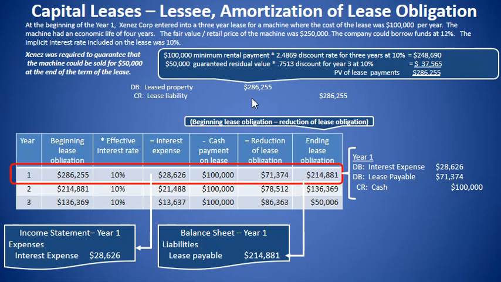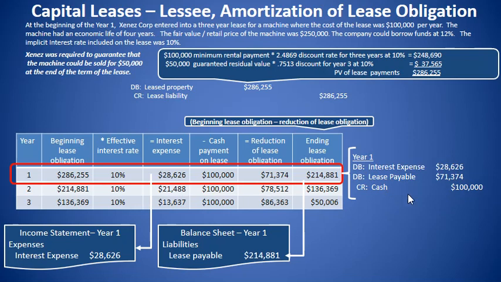Year number 1, my beginning lease obligation, lease liability, was $286,255. I multiply that times 10%, my interest rate, and my interest expense comes out to $28,626. I subtract my cash payment on my lease payment of $100,000, and what is not absorbed in my interest is going to result in a reduction of my lease obligation, in this case $71,374. So I subtract that from my beginning lease obligation.